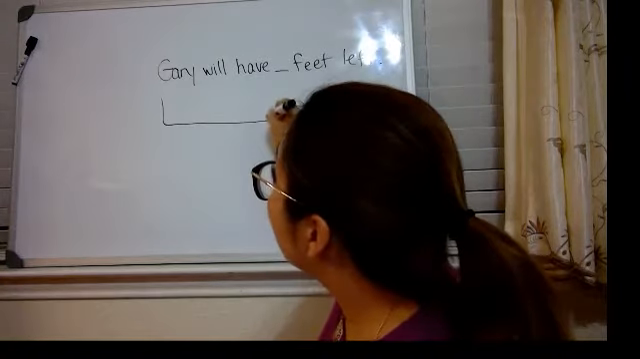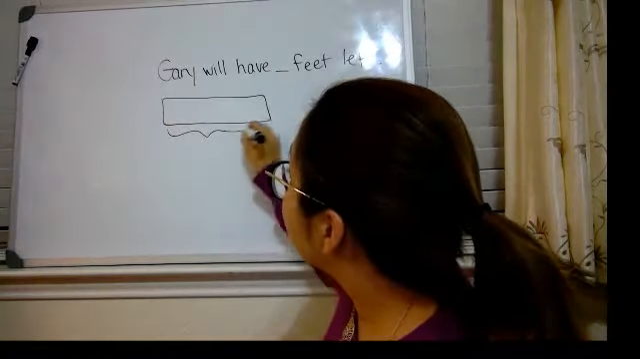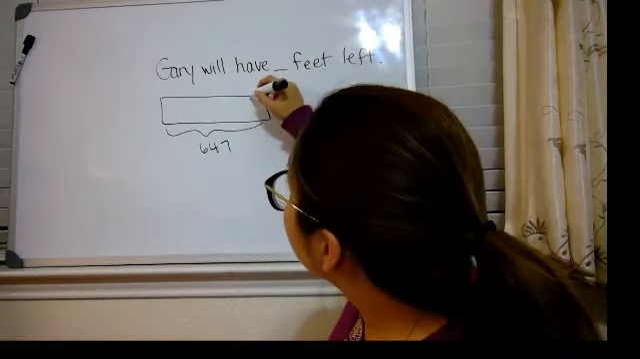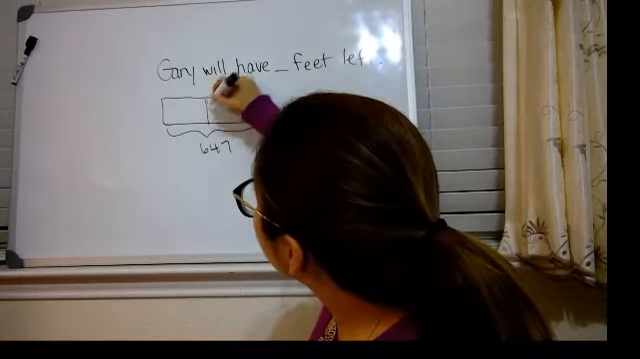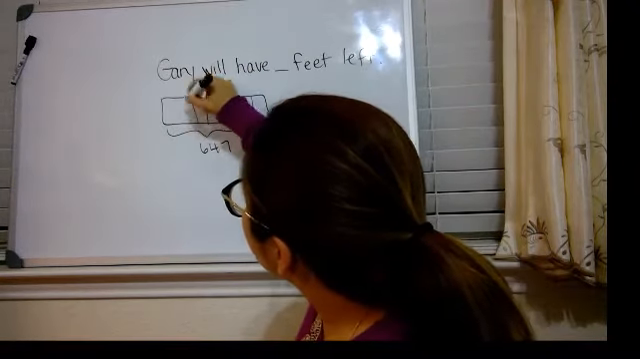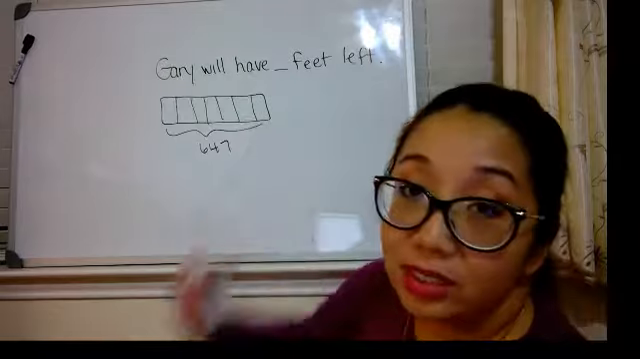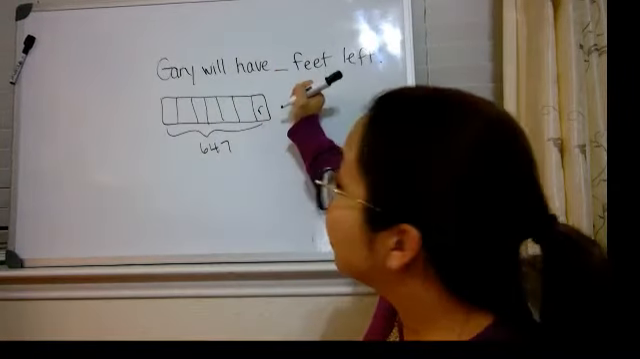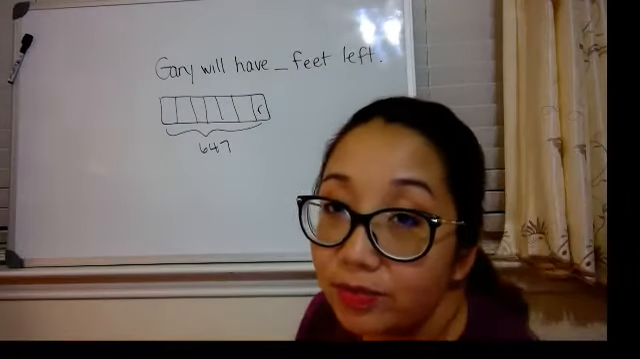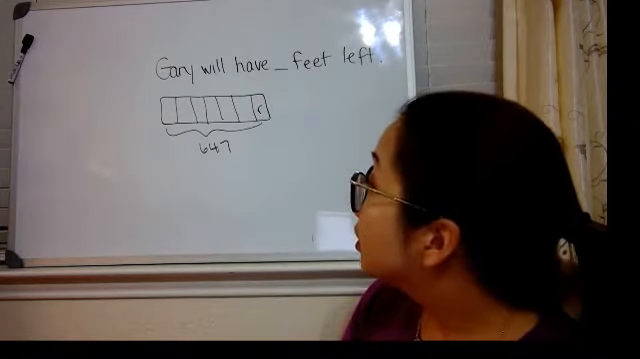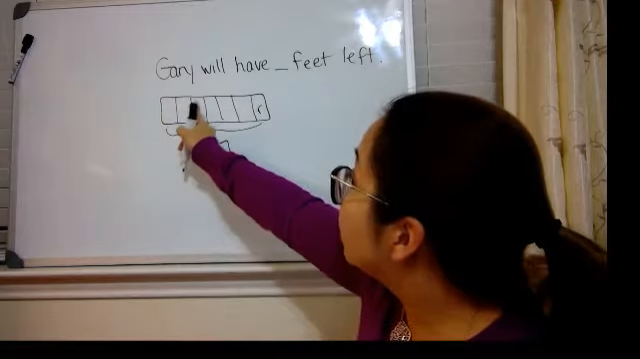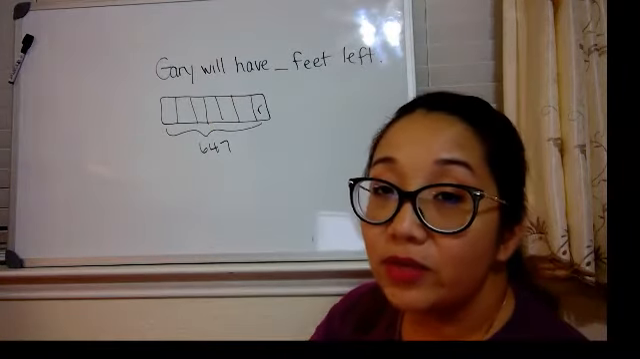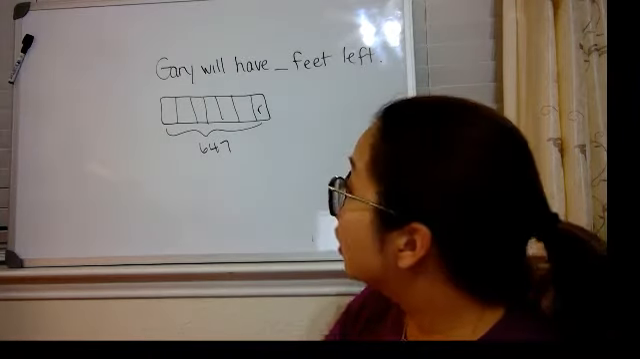So he's got a total of 647. He's making 6 dog pens, and he knows he's going to have a little bit left. So I'm going to put that little bit left right there. That's my remainder. And I've got 6 dog pens: 1, 2, 3, 4, 5, 6. But how many feet does he need for each one? We don't know that yet.